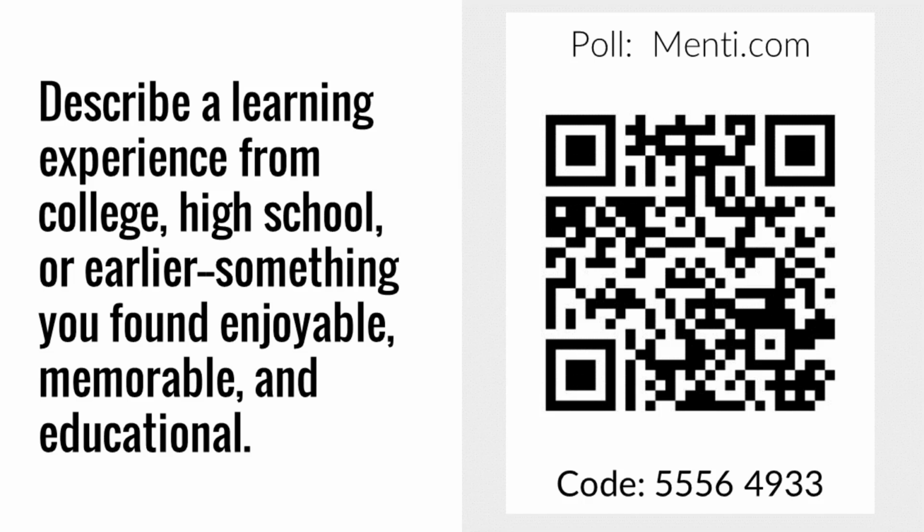I'm going to ask you about a favorite lesson. So we're going to use the Mentimeter app. You can use your smartphone or your computer. You can snap a photo of the QR code on the screen or visit menti.com and use the poll code 5556-4933.